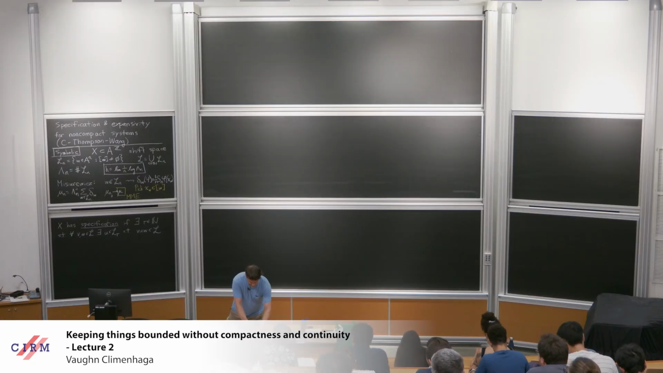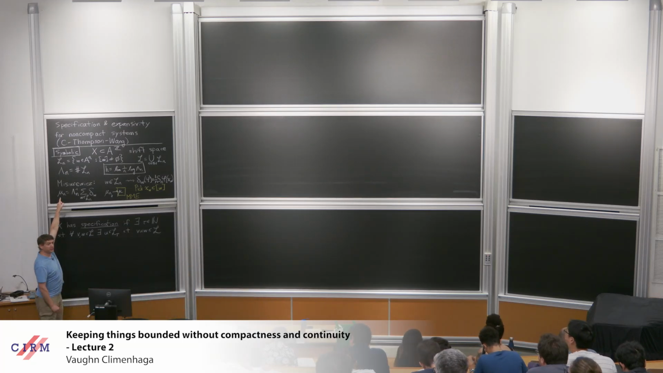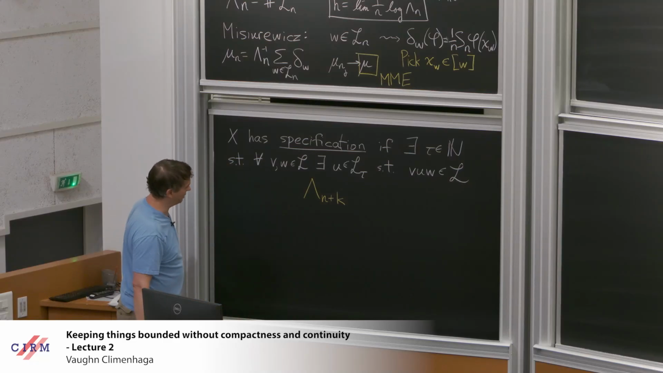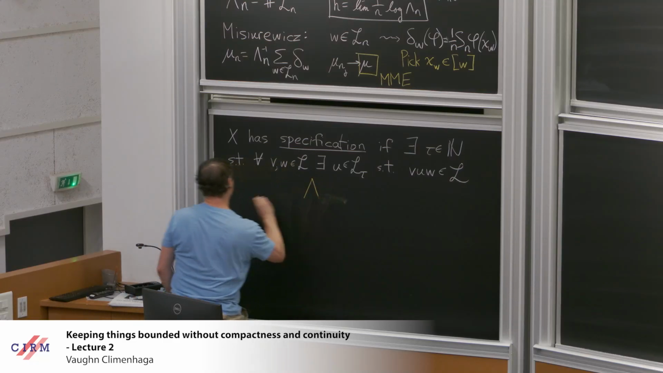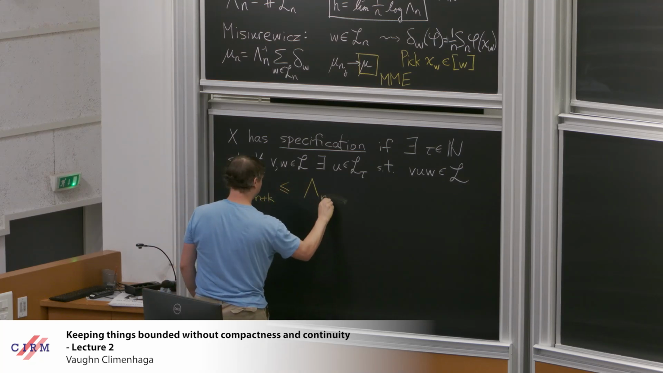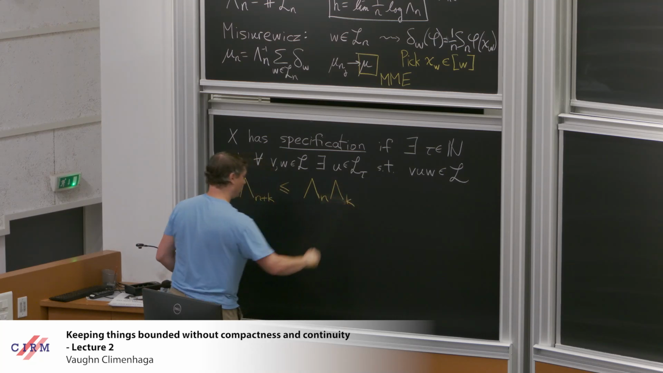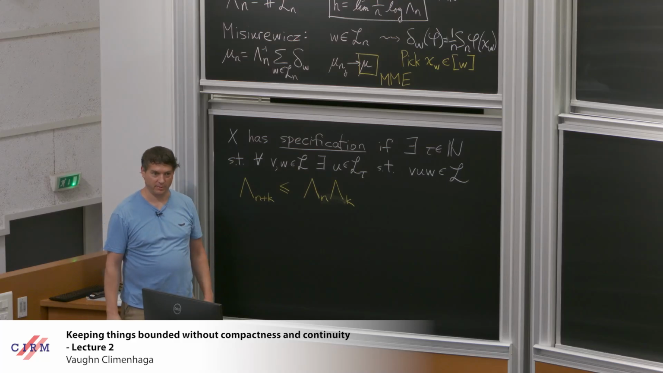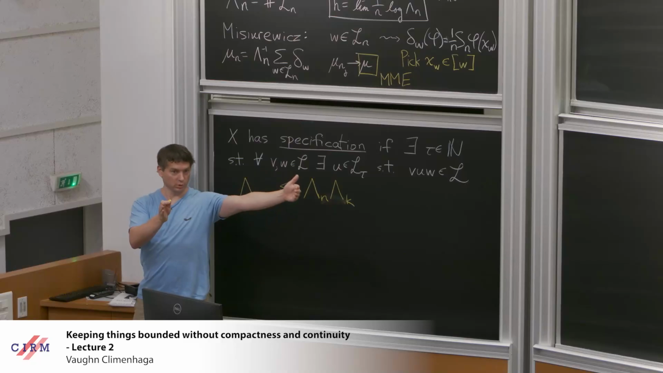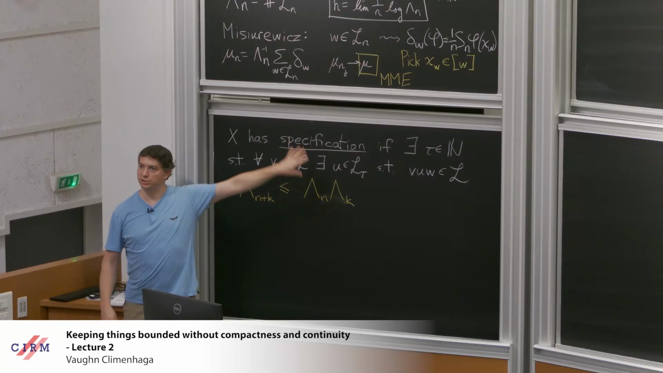But the consequence of this is that if I look at this sequence, capital lambda n, the number of words of length n, and I want to know how many words there are of length n plus k, there is a submultiplicativity property. The number of words of length n plus k can be at most the number of words of length n times the number of words of length k. This is immediate. It doesn't require specification.